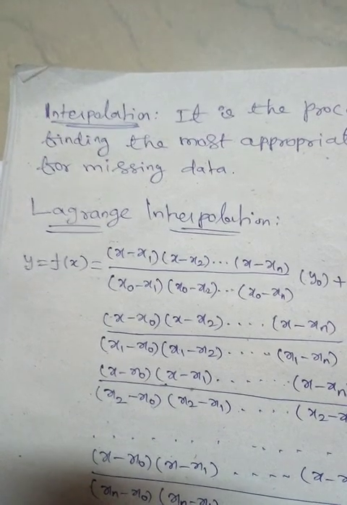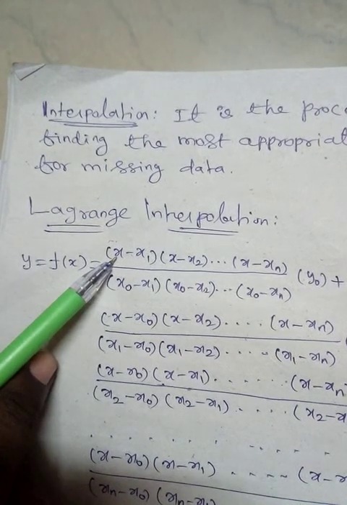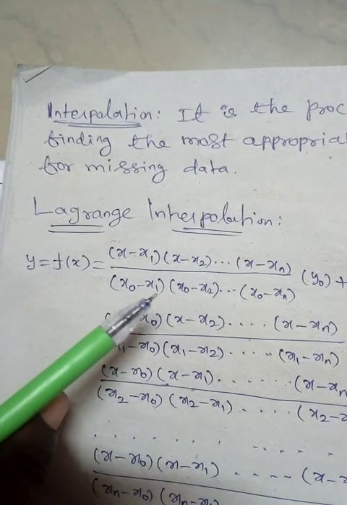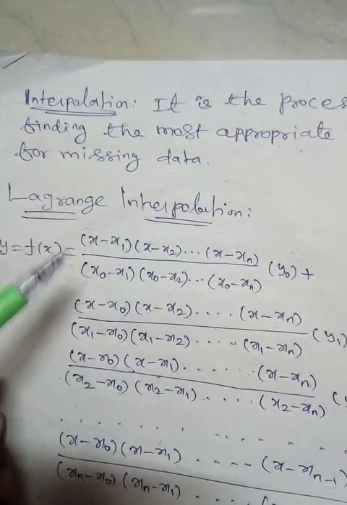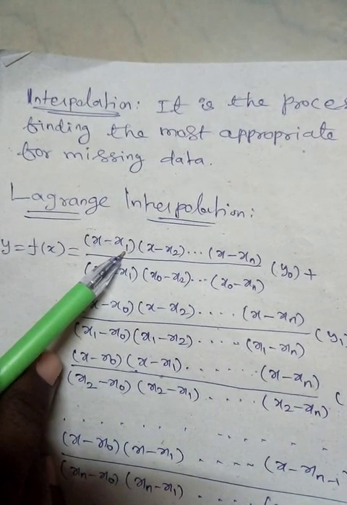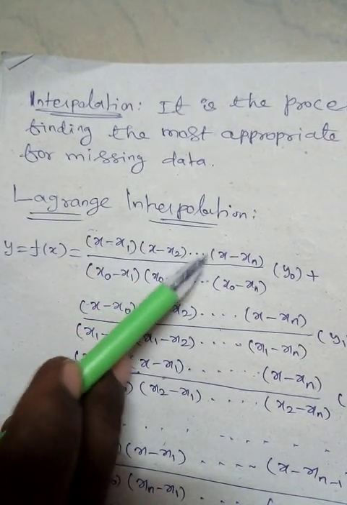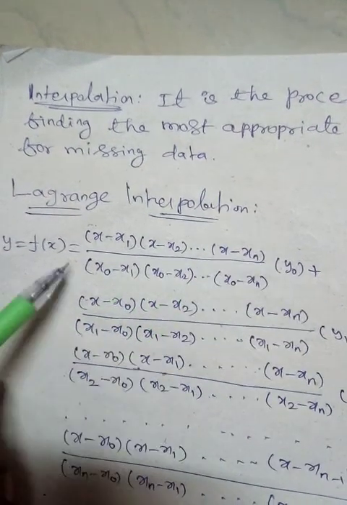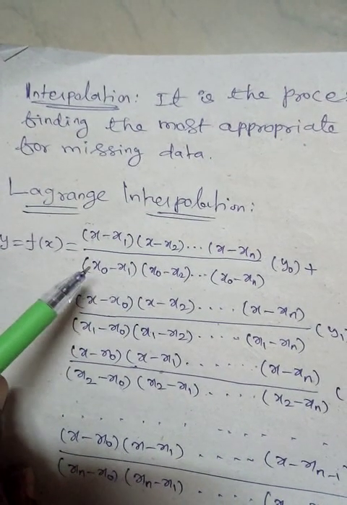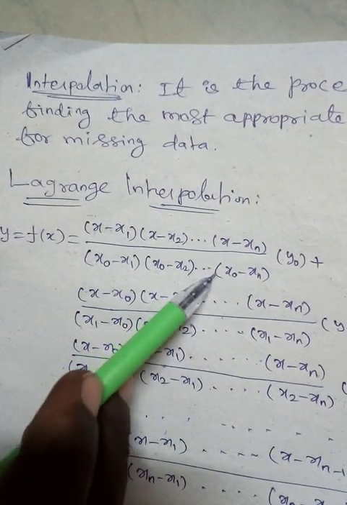Next we are going to move to the formula for Lagrange's interpolation. Y equal to f of x. So keep x in the numerator, and in the denominator we use x0, x1, x2, x3, etc., up to xn. See the formula: x minus x1, so I leave x0. Start from x1, x minus x2, etc., up to x minus xn, divided by, so which value did we leave? We leave x0.